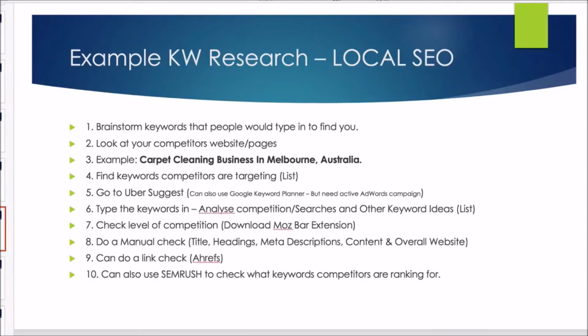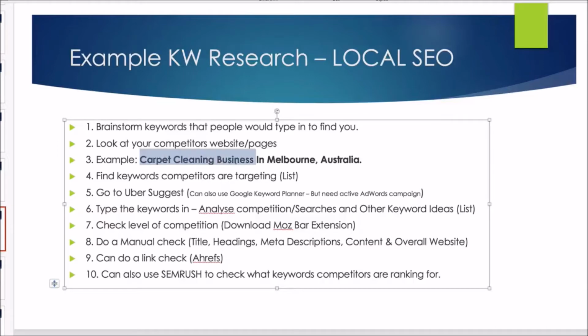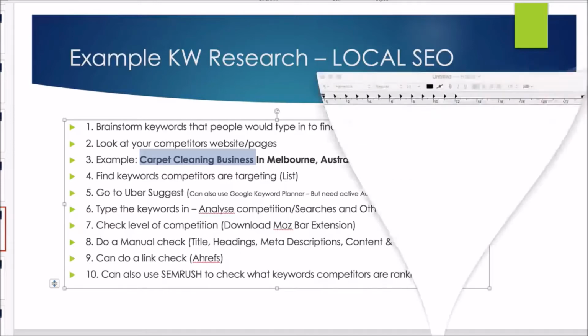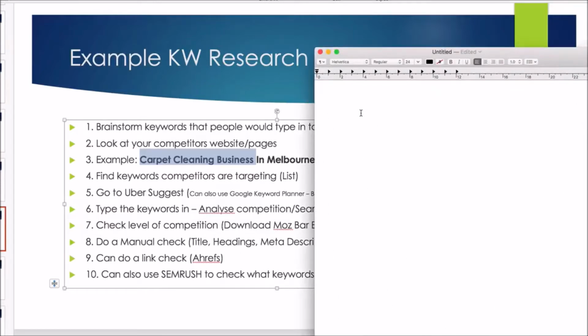So I'm going to go through an example. I'm going to do a local carpet cleaning business as an example to show you everything that I do to find the keywords. I'll show you all the tools and everything right now. What I normally do is write it down on a piece of paper, but in this case, I'm just going to type it out. So this is a carpet cleaning business.